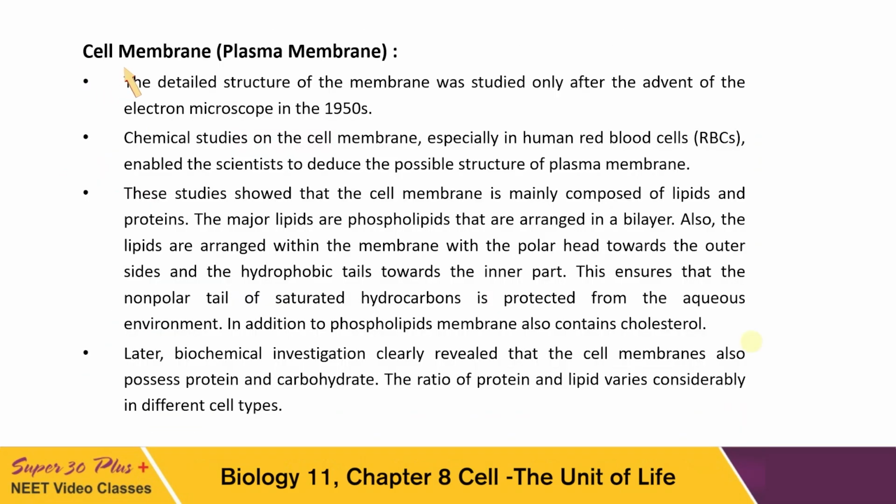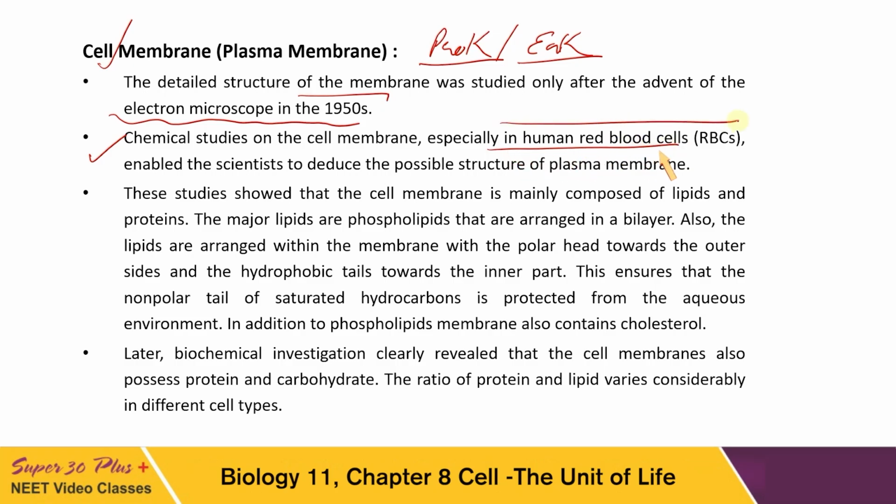We have to see now the cell membrane, the plasma membrane, either in a prokaryotic cell or in a eukaryotic cell. The structure is almost the same. The detailed structure of the plasma membrane was studied only after the advent of the electron microscope in 1950. Chemical studies of the cell membrane, especially in human cells, enabled scientists to deduce the possible structure of the plasma membrane.